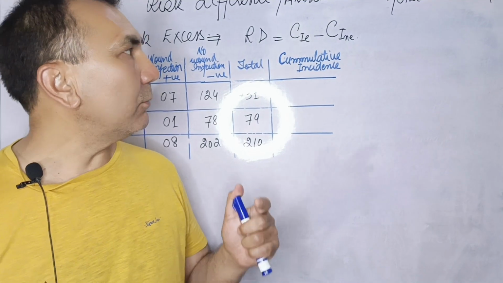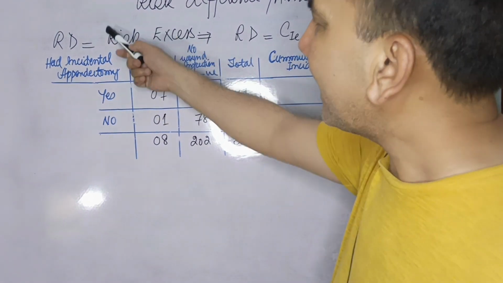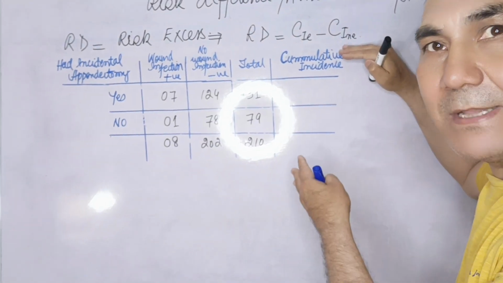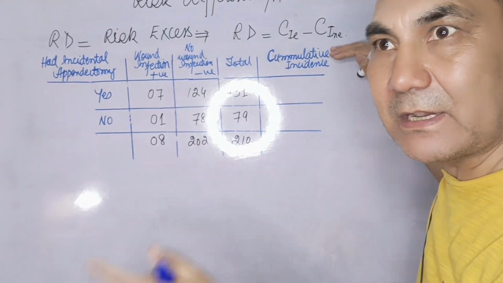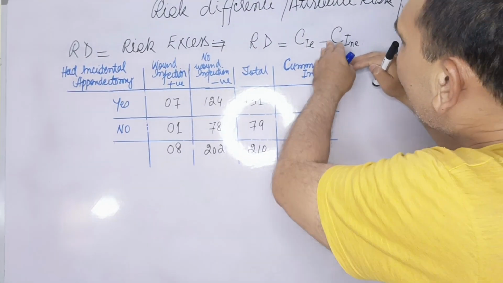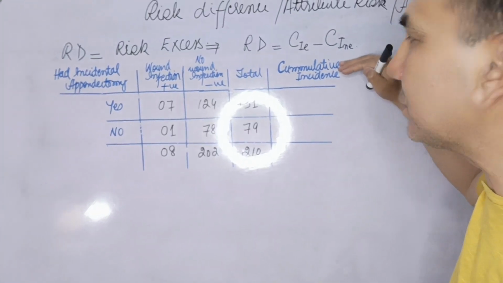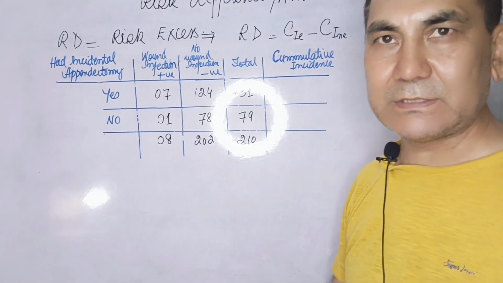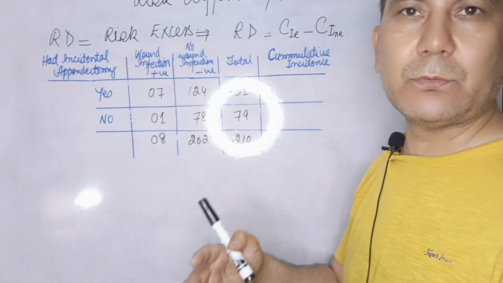Okay, so the formula for the risk difference, which is actually called the risk excess: you subtract the cumulative incidence, or risk, in the unexposed group from the risk in the exposed group. When you subtract the cumulative incidence of the non-exposed group from the cumulative incidence of the exposed group, you come up with the risk difference, or risk excess, or the other names, absolute risk or attributable risk.